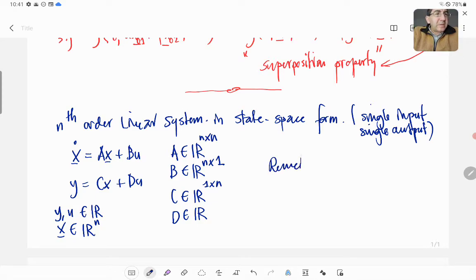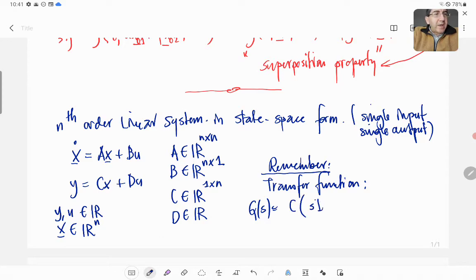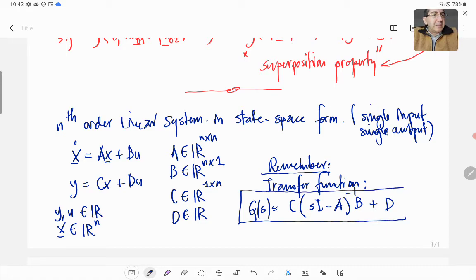Also remember, again from 302, that the transfer function for the single input, single output system is given by simply C times sI minus A inverse B plus D, I being the identity matrix. So that's the transfer function. Only for a single input, single output system, we have a single transfer function. If you have multiple inputs and multiple outputs, you will end up having a transfer function between each input and each output separately. So you will have a transfer function matrix in a sense.